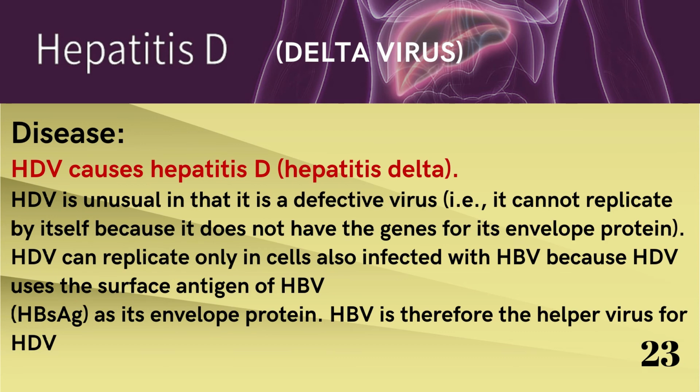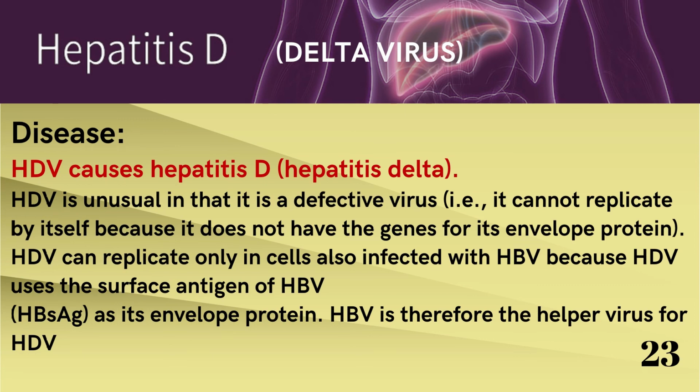Hepatitis B virus and Delta virus: hepatitis B virus can cause hepatitis Delta. Delta virus is sometimes called a defective virus. Hepatitis Delta is unusual in that it is a defective virus. What does defective virus mean? It cannot replicate by itself because it does not have the genes for its envelope protein.